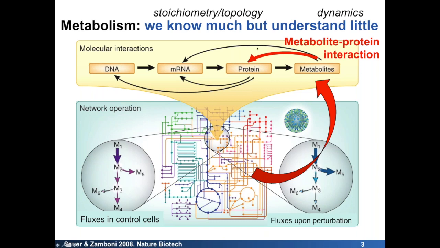So in my lab, we focus on metabolite protein interactions. And the problem is the metabolites are input to proteins that can be enzymes or regulators, and we'll see both examples. But at the same time, these proteins change metabolite levels and fluxes, and therefore there is a feedback loop, and that's very difficult to sort out.